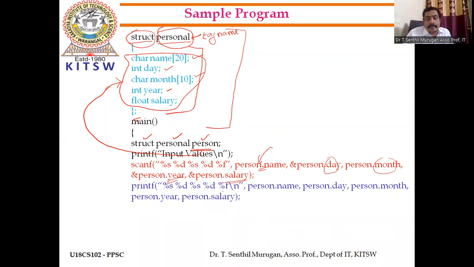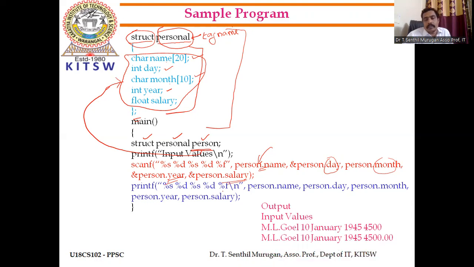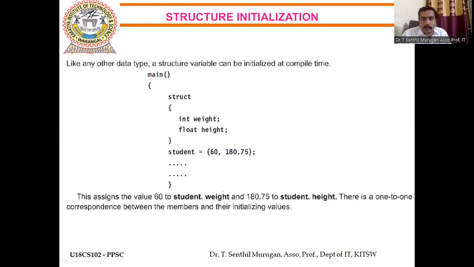So how can we access? Structure variable name dot structure element. That you have to remember. So what is the output for this? Whatever name, date of birth, salary you give, if you give the same thing, it will print. If there is no error in the program, so here I will give ML Goyal, 10 January 1945, 4,500 as his salary. Like that, if I give it, the same thing will print. After successful completion of this program, you will get the same output.